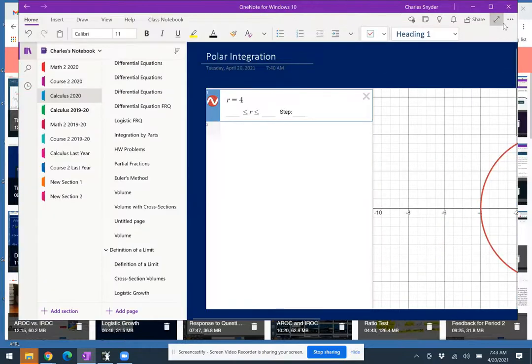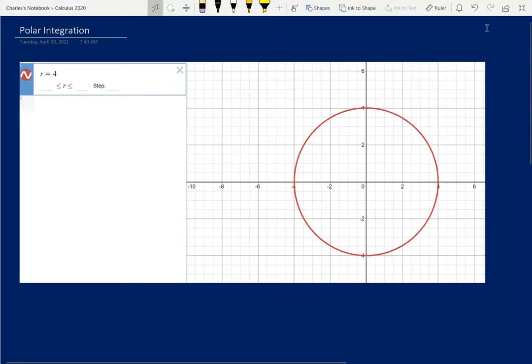All right, so today we are talking about finding the areas of polar functions. I'm going to give you a formula for area in a second. To understand why this formula works, let's say I have a circle.